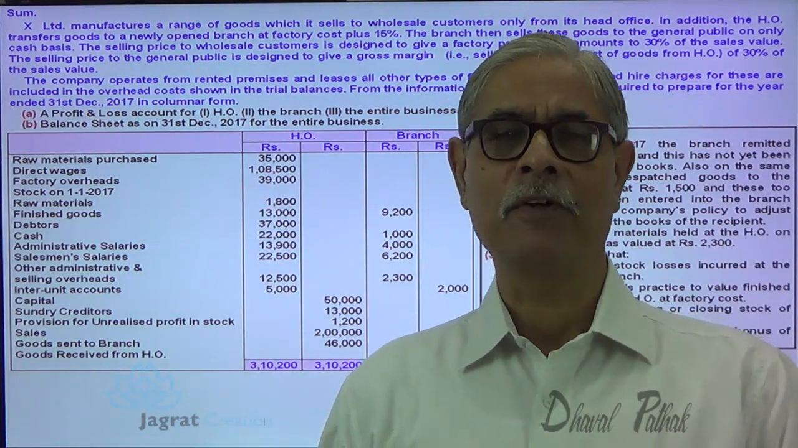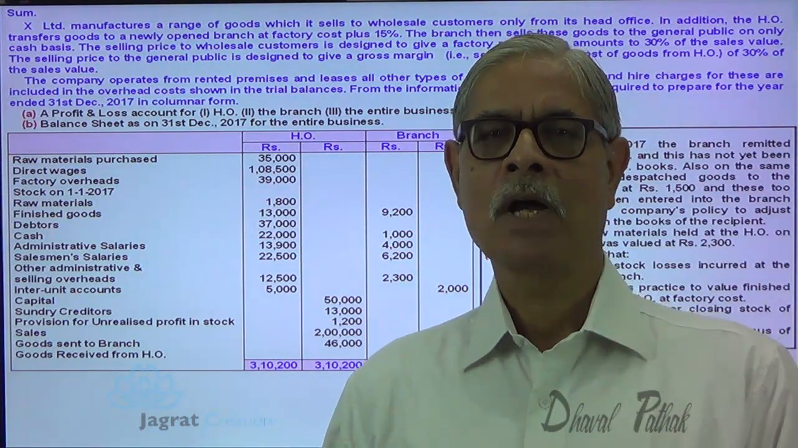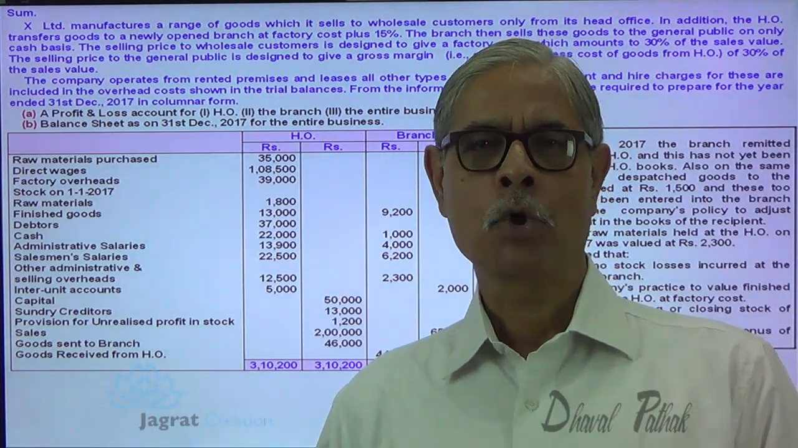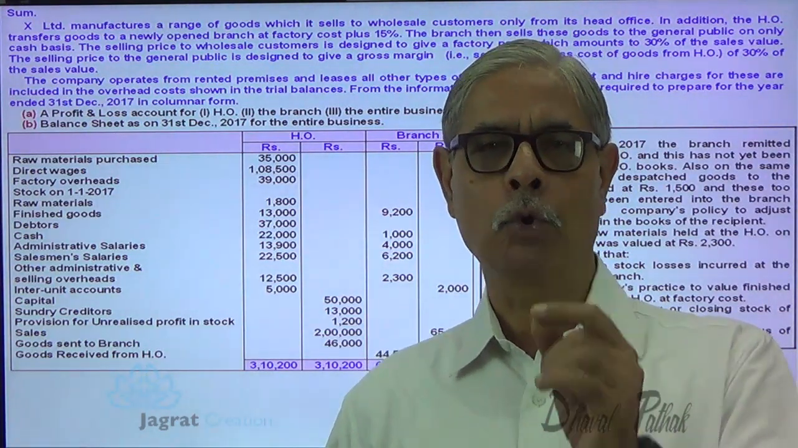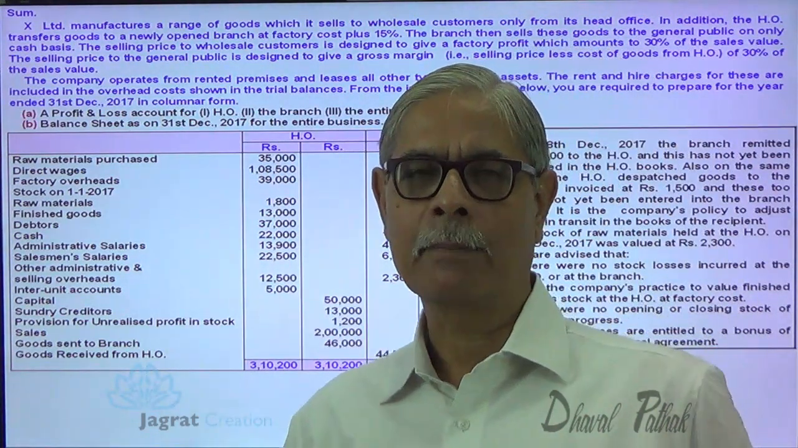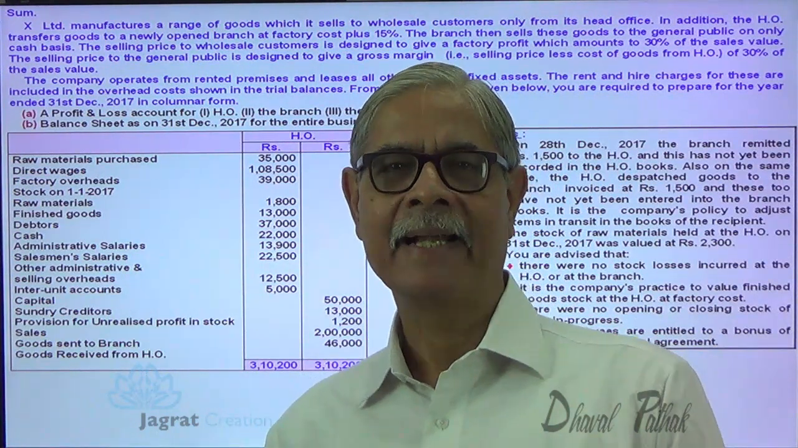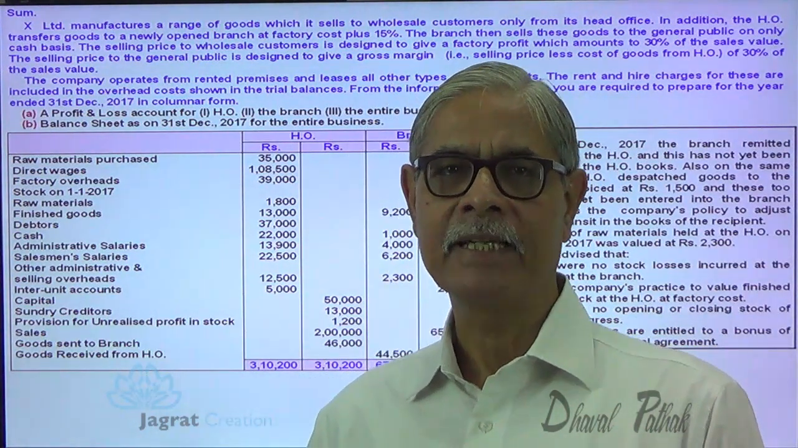When this type of profit details are given to you in the sum, always remember either closing stock is missing or any information relevant to goods transaction is missing. Here you are given the trial balance of HO and branch. So opening stock, goods and etc. items cannot be the missing item.